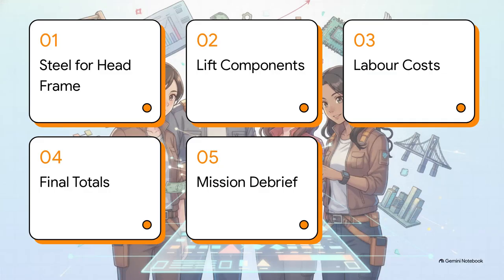Okay, to keep our brains from melting, here is our flight plan for today. We're breaking this down into 1. Steel for the head frame, 2. Lift components, 3. Labor costs, 4. Final totals, and finally, 5. A mission debrief to make sure you lock in all those marks.